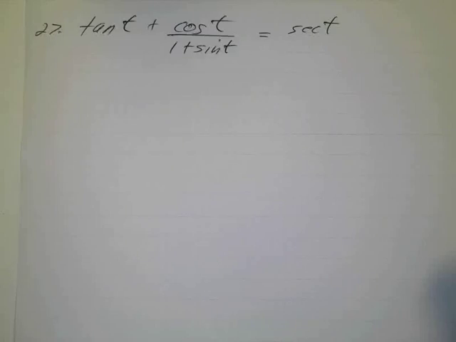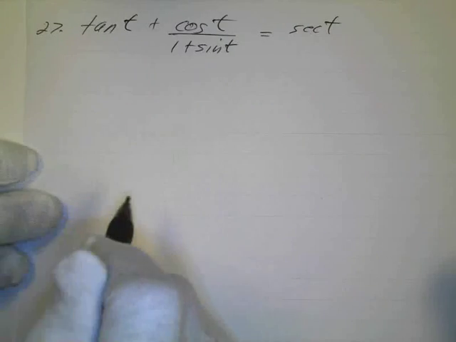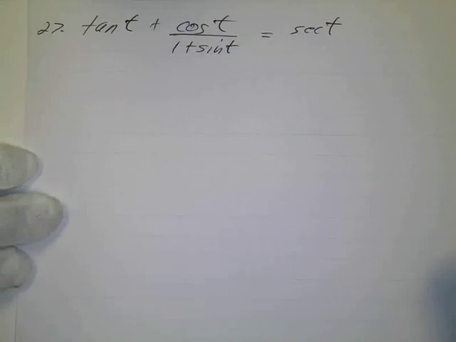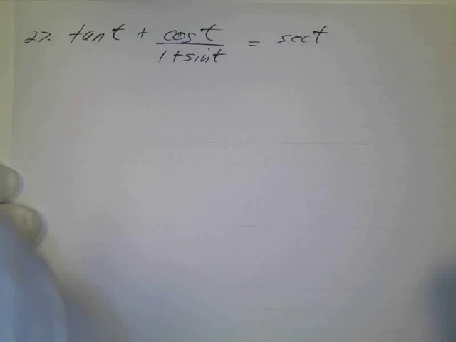Okay, these are some more from section 5.1, some more identities. We start with the tangent of t plus the cotangent of t over 1 plus the sine of t. I want to show that that's equal to secant of t. So, following one of our first techniques, we get everything in terms of sine and cosine.